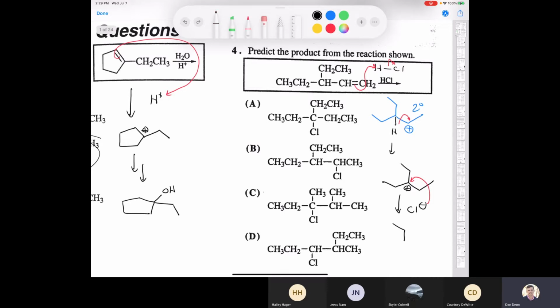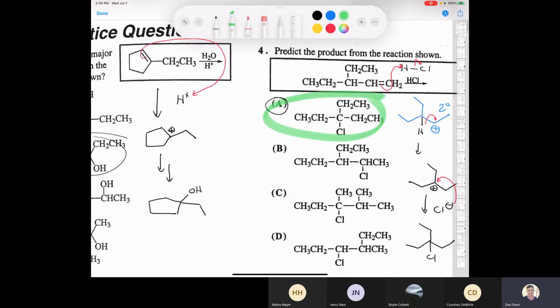Oops, not that. There we go. And we're going to have the chlorine here. And so that is going to be A. So again, you have to be kind of on the spot in terms of your carbocation rearrangements and be able to figure out when they're going to occur.